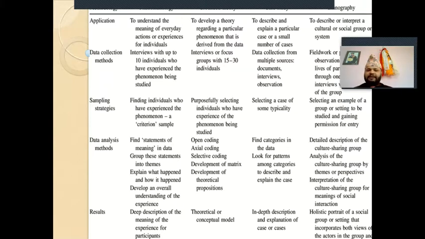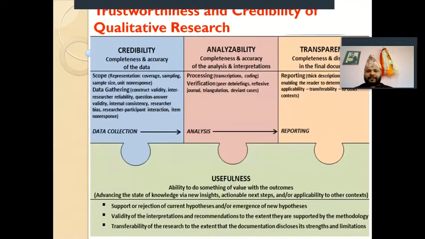Whenever you understand the meaning, trustworthiness and credibility of qualitative research, transparency. The last point is transparency. Okay, it has to be credible, complete, and accurate. Trustworthiness. Okay. How to make your qualitative research more trustworthy? If we maintain the credibility, if our research has the capacity of analyzability, right?